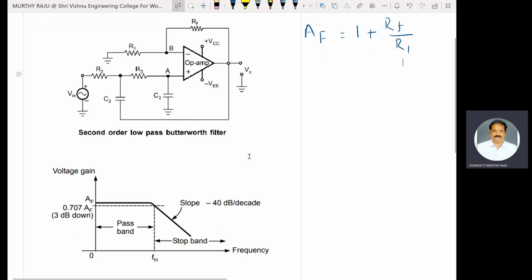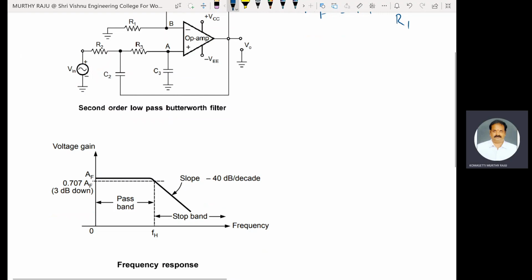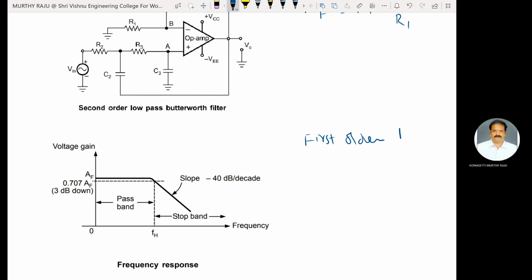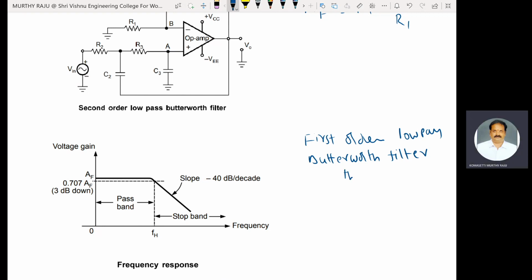In this frequency response, in case of first order low pass Butterworth filter, the gain rolls off at a rate of 20 dB per decade.